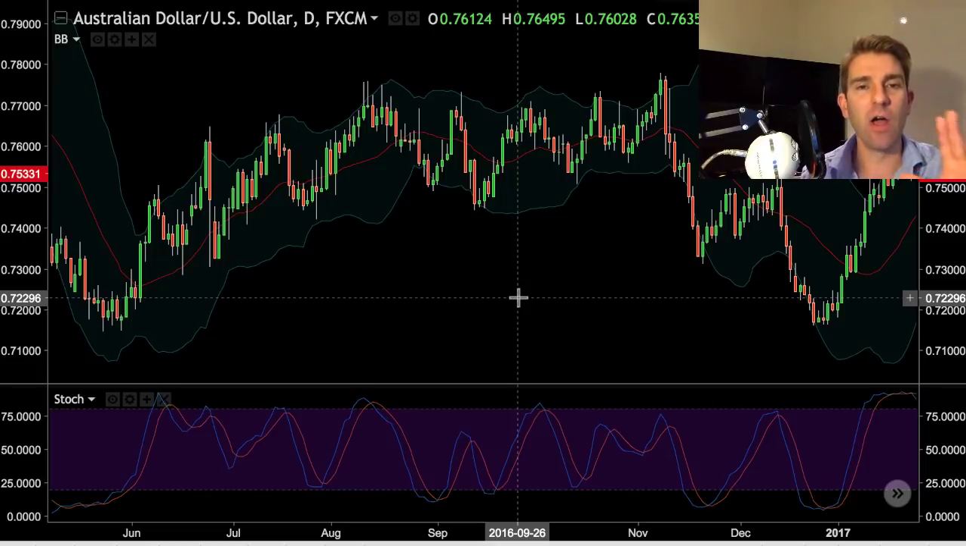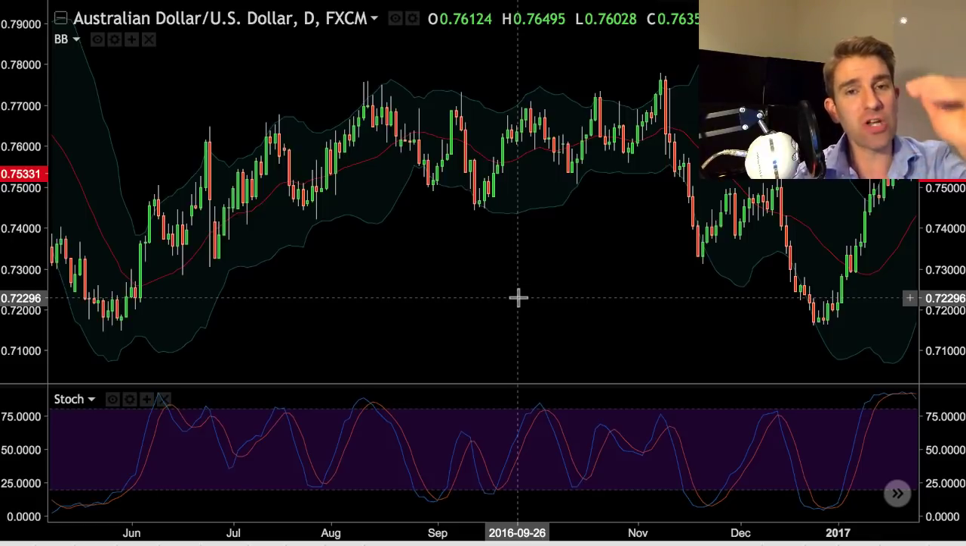So the criteria are this. Number one, the price must be touching or be above the upper Bollinger Band. This is for shorts, by the way, and we'll flip it for long. So touching or above the upper Bollinger Band. Number two, stochastics must be in an overbought condition. Overbought means that both lines should be above 80. So price above or touching the upper bolly, stochastics above 80, overbought condition.